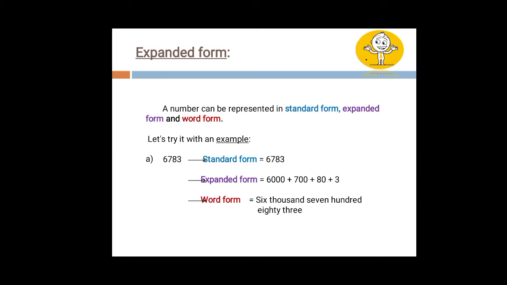Let's go. 6783. Here it is the standard form. Now expanded form: 6000 plus 700 plus 80 plus 3. Word form: you will write 6783 in words.